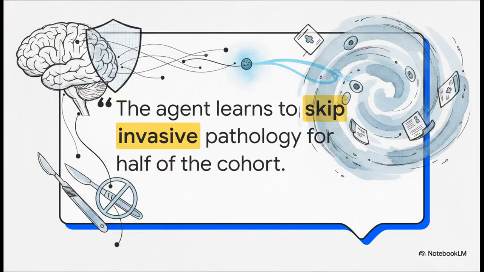I want to end on a quote directly from the researcher's conclusion because it perfectly grounds all of this high-level AI theory back into reality. The agent learns to skip invasive pathology for half of the cohort, suggesting that a substantial fraction of glioma patients may not require biopsy for reliable prognostication. Half of the cohort. That is hundreds of patients saved from an invasive surgical procedure without losing any diagnostic accuracy. That is the true power of cost-aware AI.